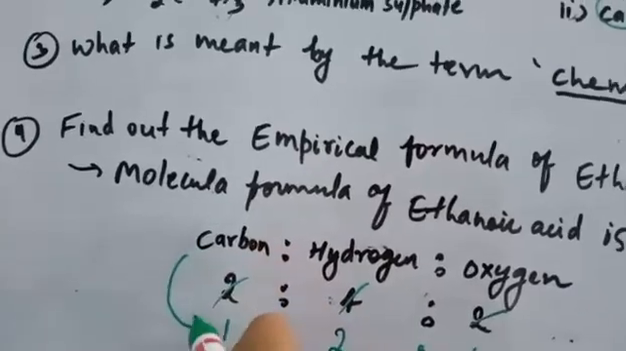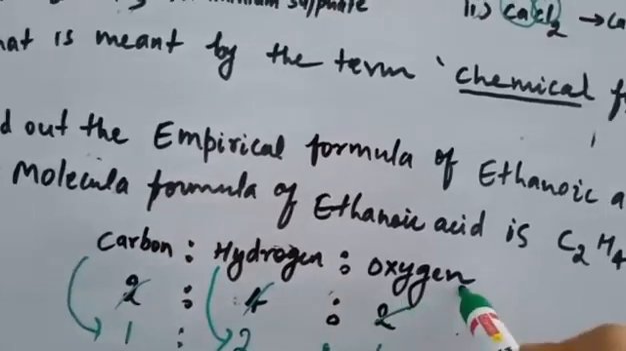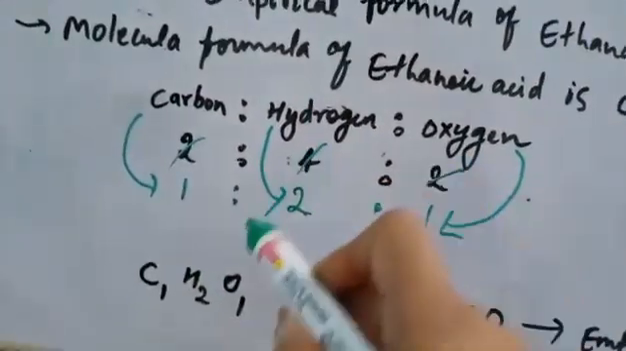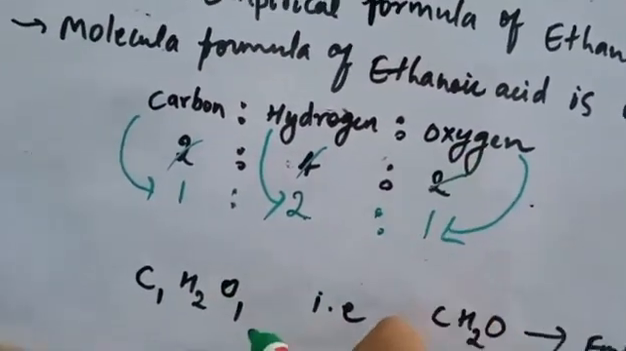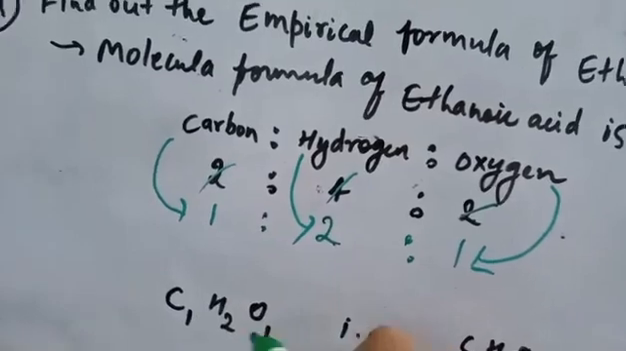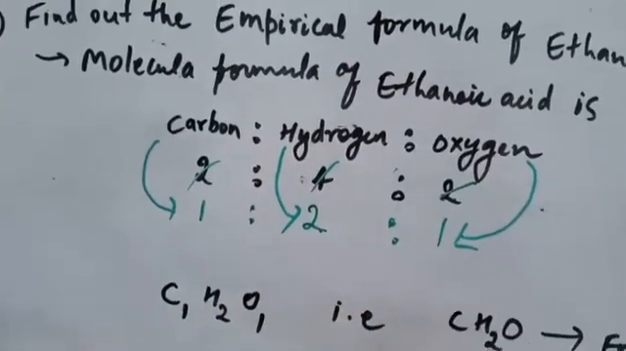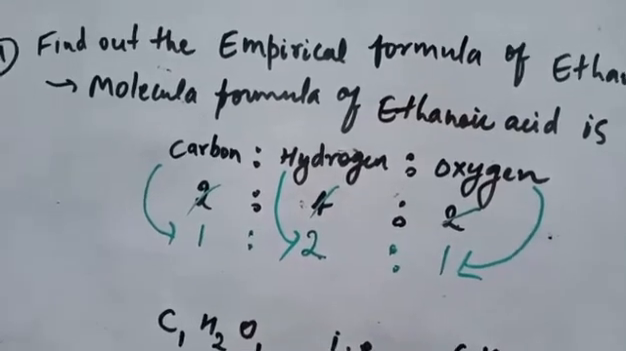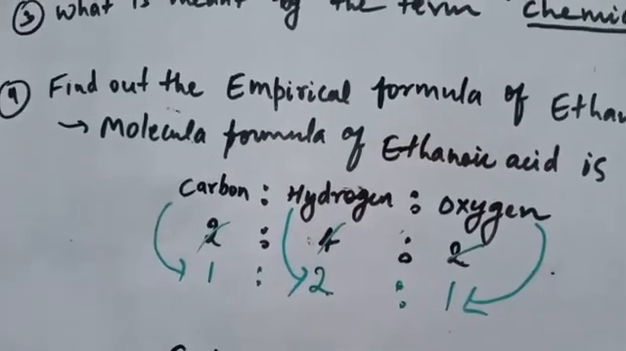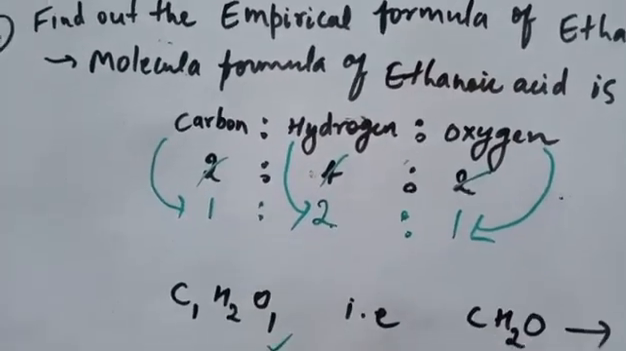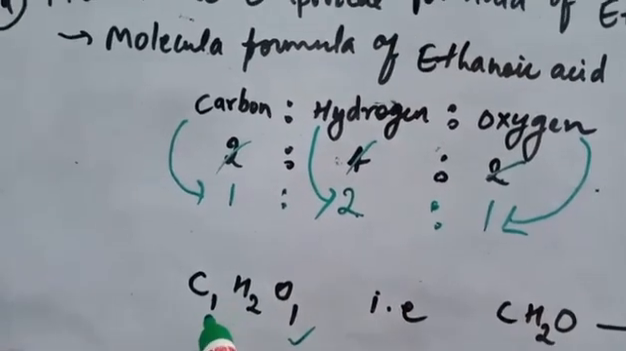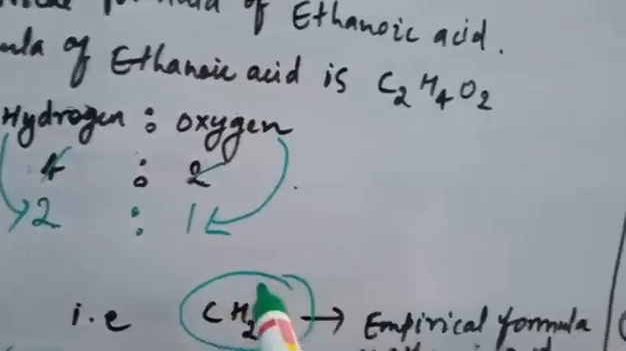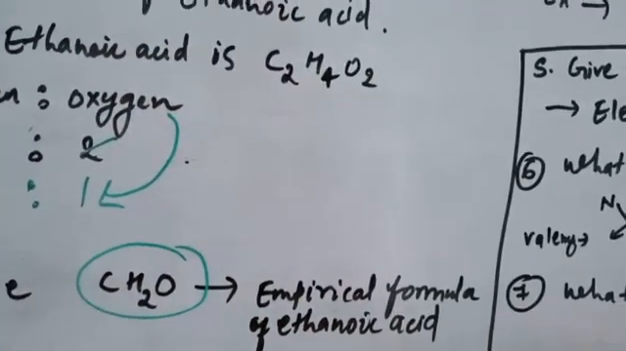So carbon in the ratio of 1, hydrogen in the ratio of 2 and oxygen in the ratio of 1. So we cannot simplify it anymore. So this is the simplest ratio of the atoms of ethanoic acid. It can be written, by ignoring 1, as CH2O. So this is the empirical formula of ethanoic acid.